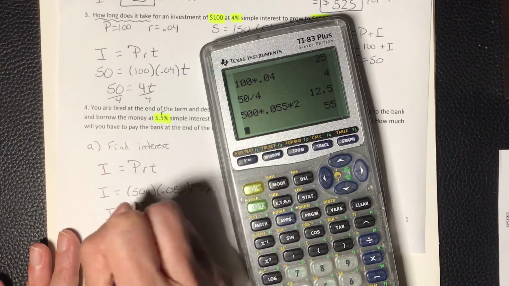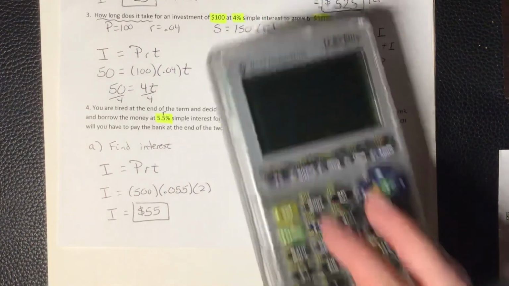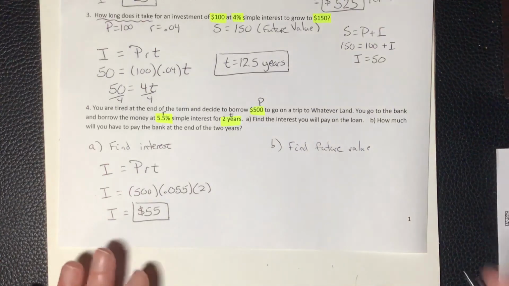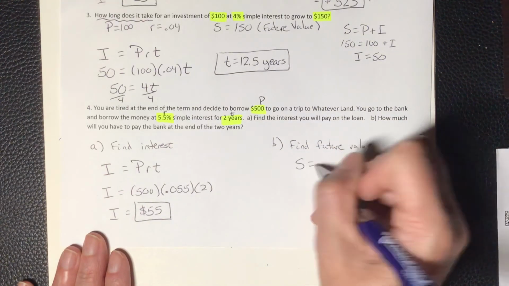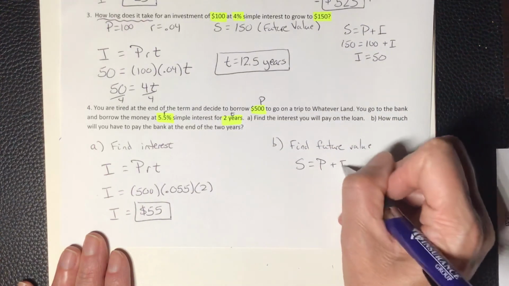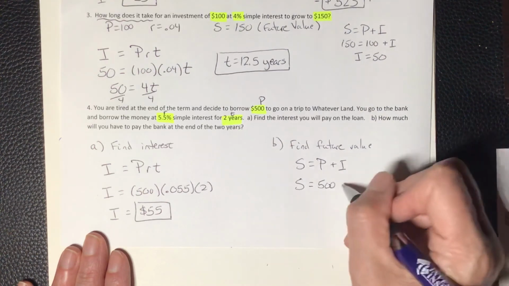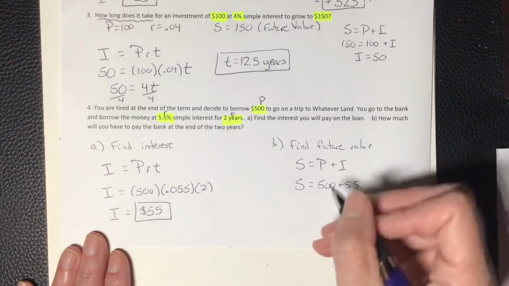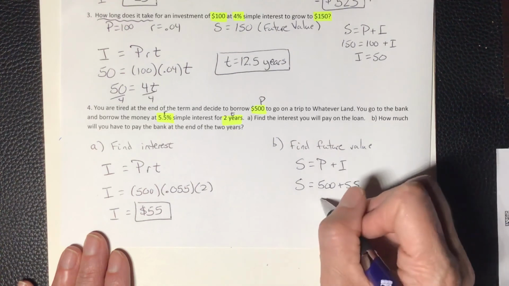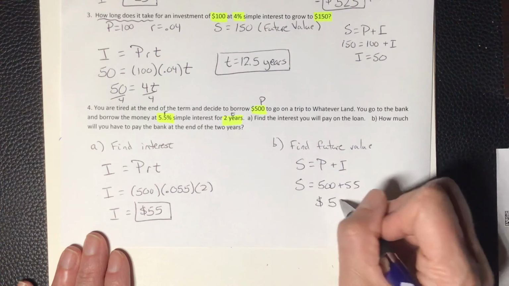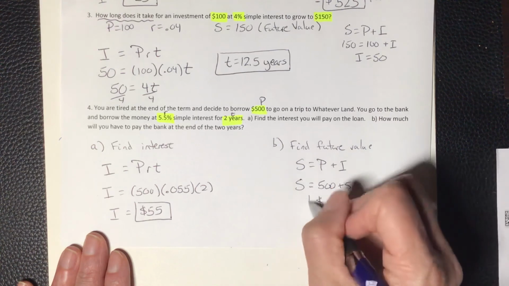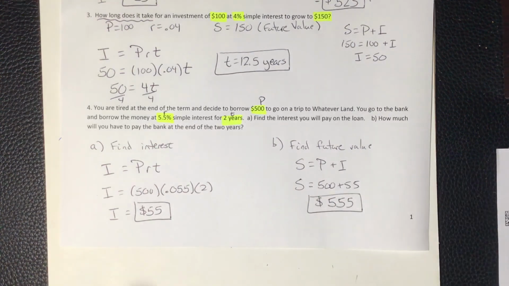All right, so that's how much it's going to cost you to borrow that money. And then, of course, when you pay the bank back, you have to pay back the $500 that you borrowed, plus the $55 in interest. And so your future value comes out to be $555. So that's the amount that you would have to pay back to the bank.